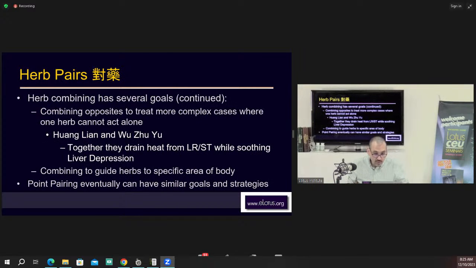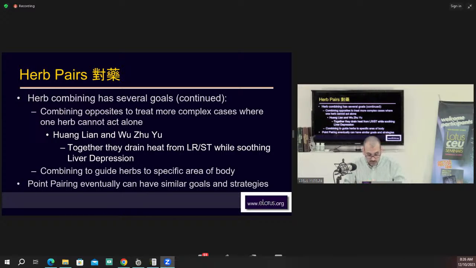Another thing we can do is combine opposites to treat more complex cases where one herb alone can't do it. So, for example, we have huanglian and wuzhuyu. They can drain heat from the liver and stomach while soothing liver depression, right? One is cold and bitter, one is warm and acrid. And so for a complex pattern, we may need to use those two things together.